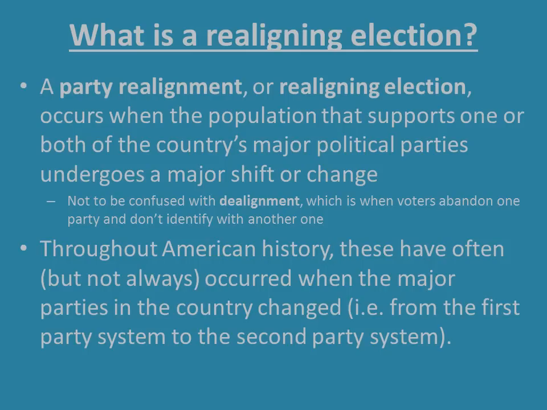Before we get into each election one by one, let's talk about what a realigning election is. You'll often hear it referred to as a party realignment. Those are really synonymous terms. But party realignment occurs when the coalition or the group, population, whatever, that supports a political party in the United States undergoes a big change. So one group that supported Democrats goes to supporting Republicans, for example. That would be a party realignment if it lasts for many, many years.